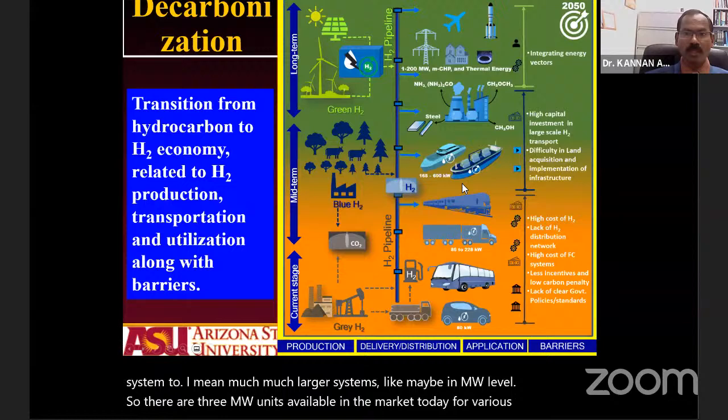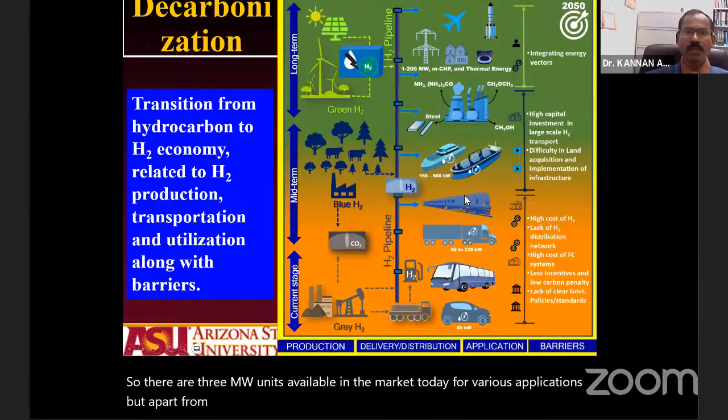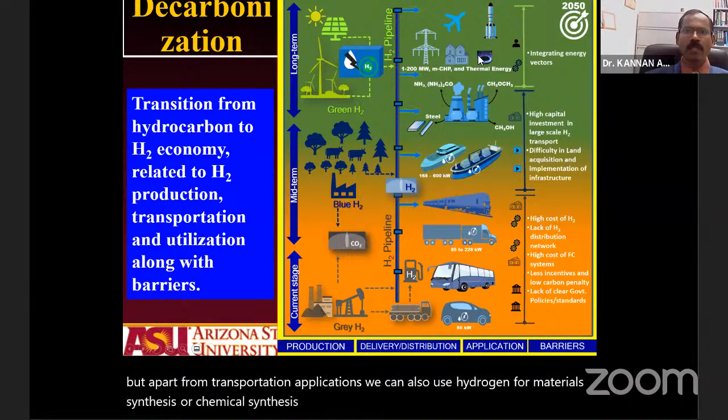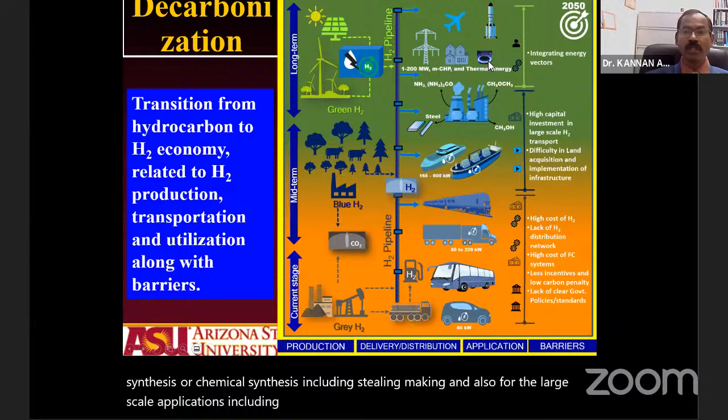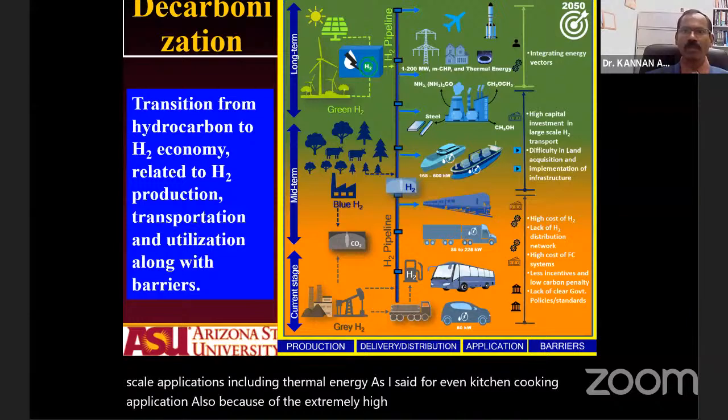But apart from transportation applications, we can also use hydrogen for material synthesis or chemical synthesis, including steel making, and also for large scale applications, including thermal energy, as I said, even for kitchen cooking applications, because of the extremely high thermal power from the hydrogen.